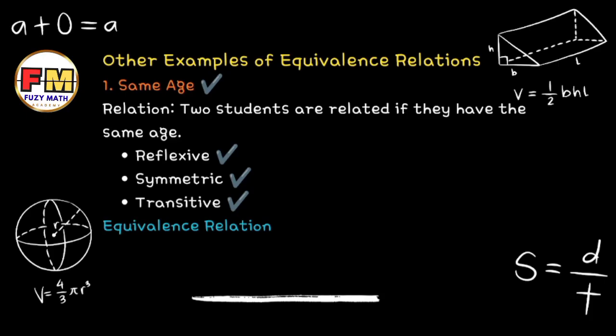Other examples of equivalence relation. First relation is same age. Relation: two students are related if they have the same age. It will satisfy reflexive, symmetric and transitivity. This is an equivalence relation.